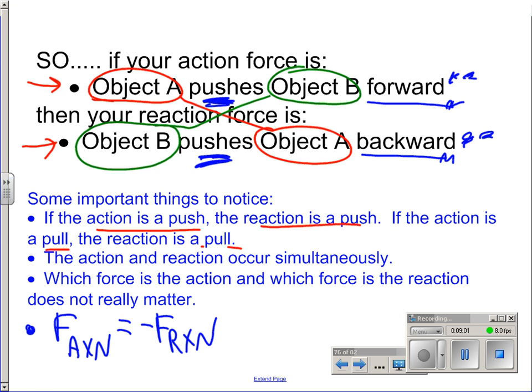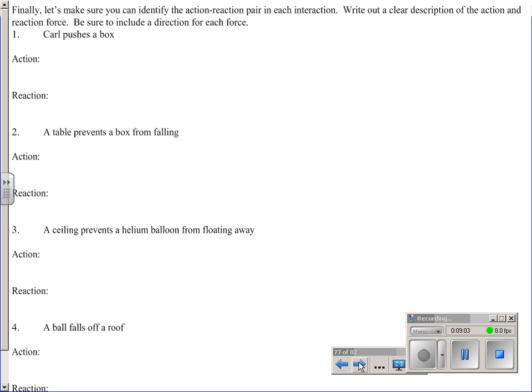All right? So for now, basically, here's all we're going to do. I'm going to give you an interaction like this. Carl pushes a box. You've got to identify both the action and the reaction. Okay? So pause the video right here and see if you can figure these out.